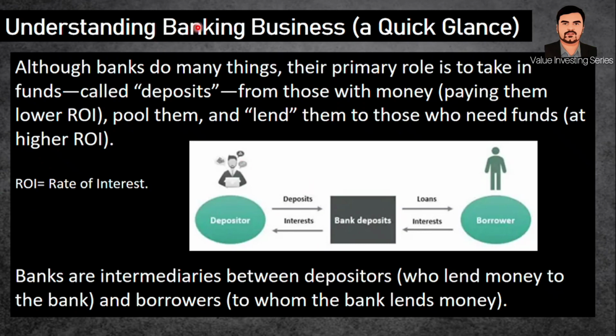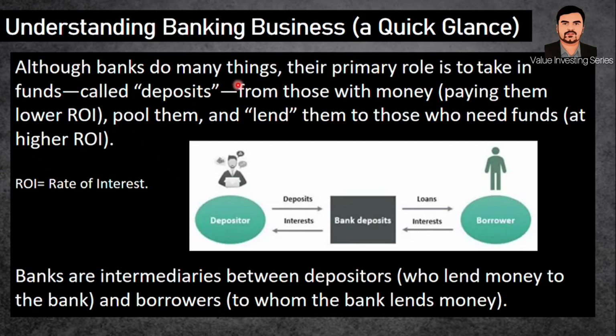So again, what I explained here, understanding banking business. Although banks do many things, their primary role is to take in funds called deposits from those with money, paying them a lower rate of interest, obviously, and pool them and then lend them to those who need funds at a higher rate of interest.